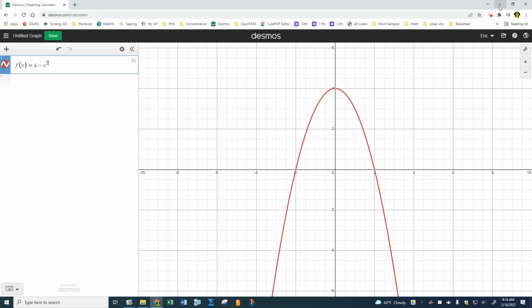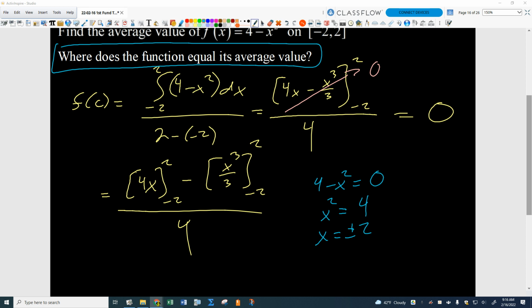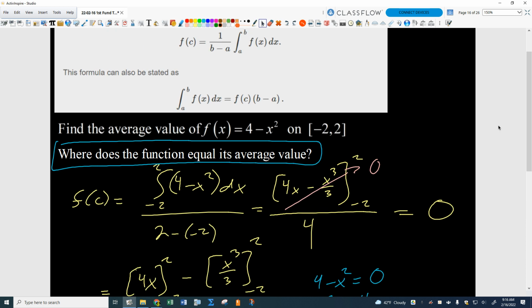Oh, no wonder. What am I doing? That was stupid. The function, was the function odd? No, the function's even, right? I was looking at the antiderivative. We don't care if the antiderivative's odd. We care if the function's odd or even. The function is even, isn't it, right? So this shouldn't have been equal to 0. That was really stupid.